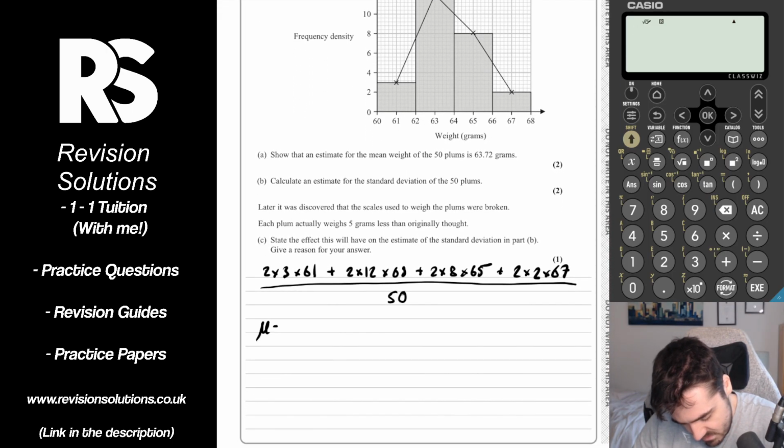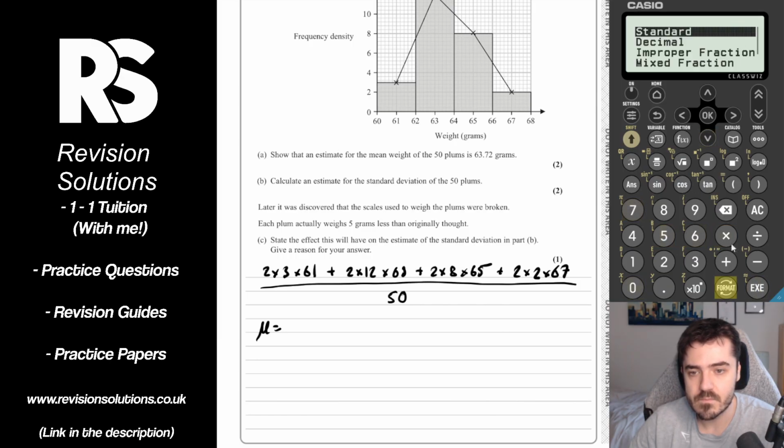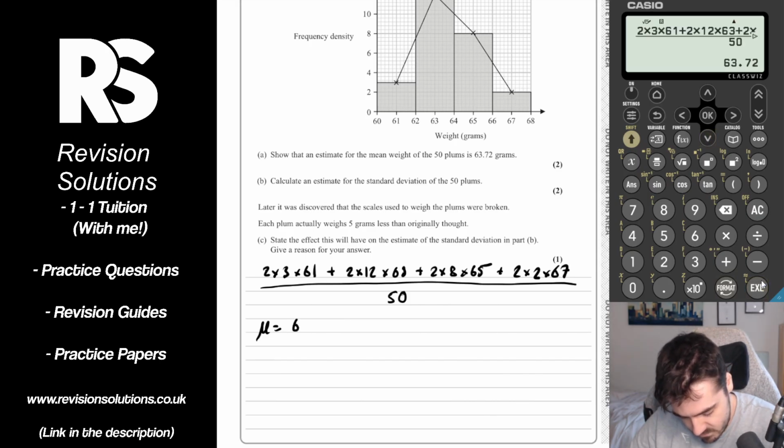If we type it in the calculator, using fraction: 2 times 3 times 61, plus 2 times 12 times 63, plus 2 times 8 times 65, plus 2 times 2 times 67, all over 50. That gives us 63.72.